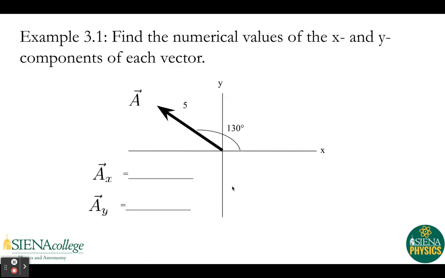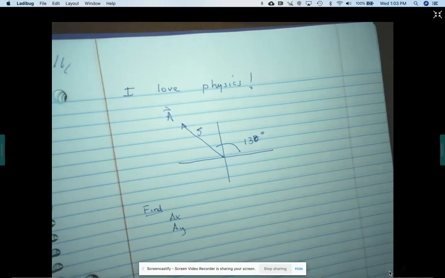Okay, so let's do our first example here. We're going to start with a vector A, and it is making an angle of 130 degrees with the plus x-axis. Okay, and it has a length of 5. Just sketching it in my notebook here, and then we'll go over to the camera. And we need to find AX and AY. Okay, so let's go to our ladybug camera.